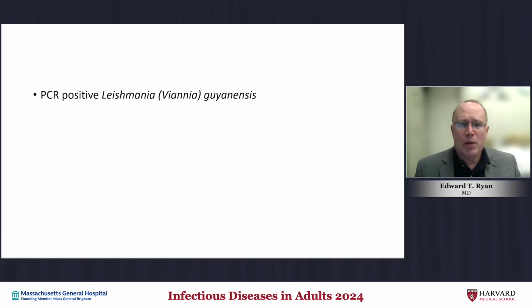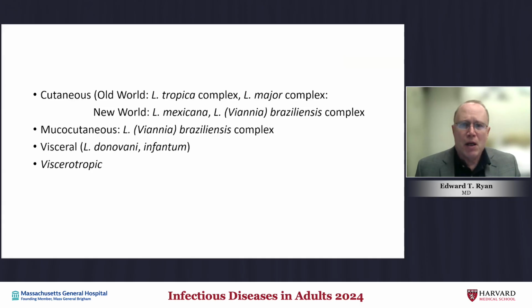So this one was sent off for PCR and was positive for Leishmania viannia guyanensis. And so this is a Braziliensis complex. When you look at Leishmania, patients can be categorized as those with cutaneous disease, and we break it down into either Old World or New World, or it involves the mucous linings of the face, and we call that mucocutaneous disease. It's usually the Braziliensis complex. Or it's deep in the body without skin lesions, and we call that visceral leishmaniasis. And there's a smaller type that we call viscerotropic. Those are ones that don't usually go deep but sometimes can.